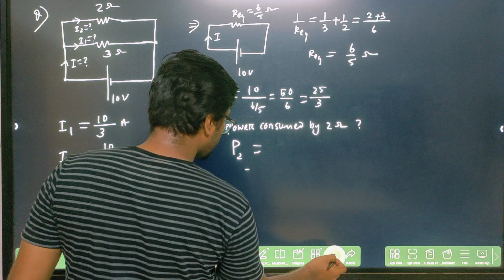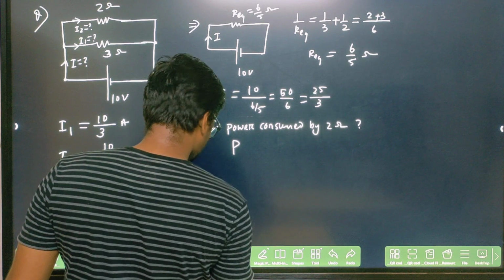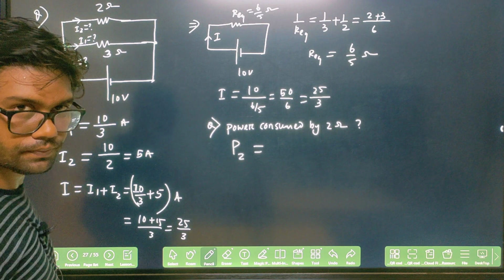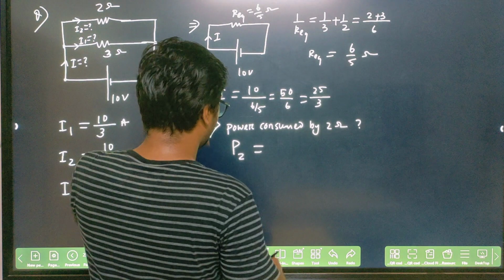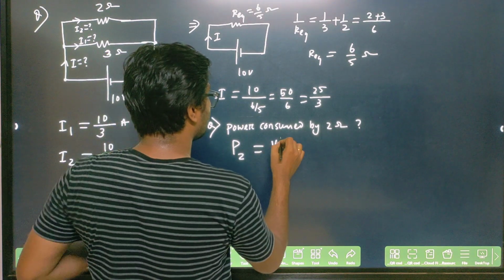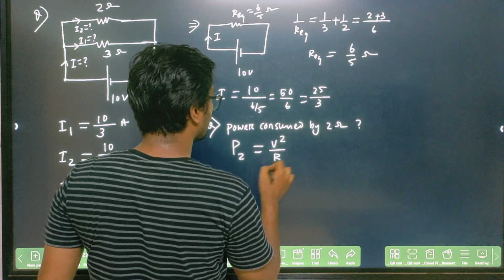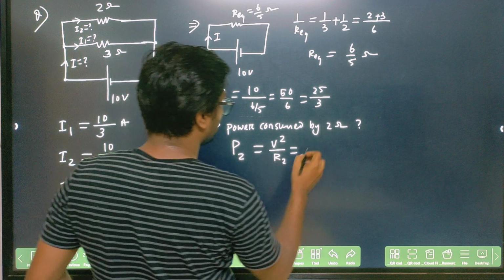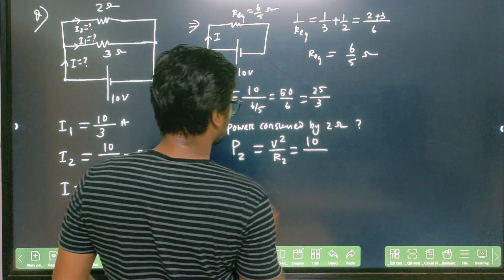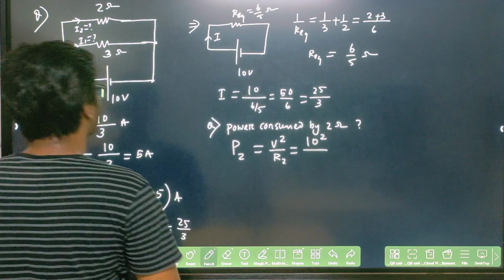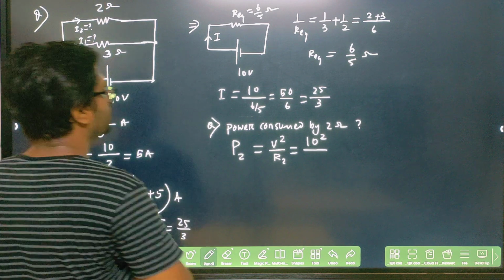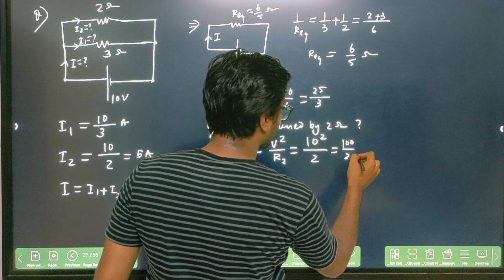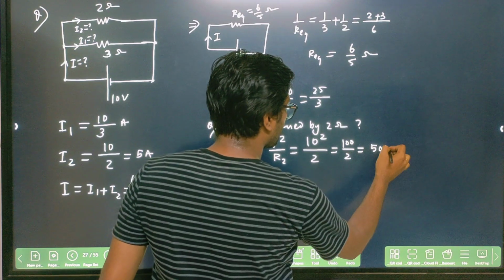Because the current is flowing I2, P2 I am writing, will be how much? P2 equal to, you will write V square by R2. V will be how much everywhere? 10 volt. So this will be 10 square divided by R2. R2 is your 2 ohm. So this will be 100 divided by 2, that will be 50 watt.